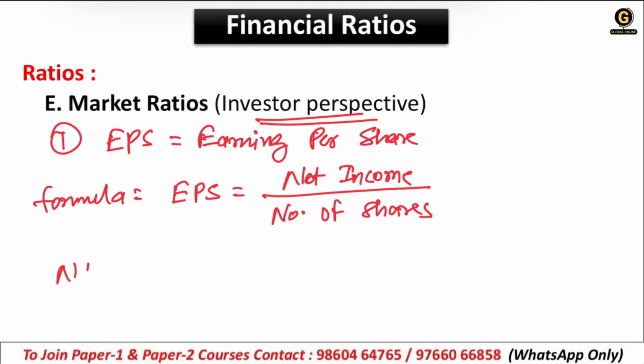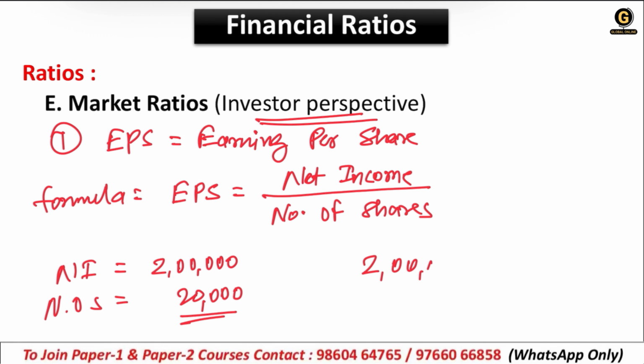So we have net income of rupees 2 lakh, and we have number of shares 20,000. This is not an amount, this is the number of shares, the unit. So 2 lakh divided by 20,000, what will you have? You will have 10. This is in rupees. So 10 rupees, that means each share is earning rupees 10 profit.